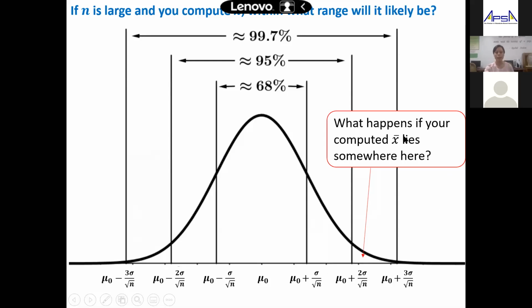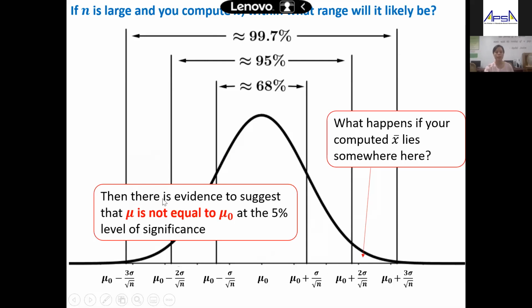What happens if your computed x bar is here? It means probably mali itong pwesto ng ating mu. So yan yung sinasabi natin, there is evidence to suggest that mu is not equal to mu naught at the 5% level of significance. Labas na kasi siya sa 95% ito. 5% chance lang kasi na nandito yung mean, oh. Tapos yan yung mean na nakuha ninyo. So there is evidence to suggest na hindi ito yung gitna. Ayun siya. So that's what we mean by level of significance.